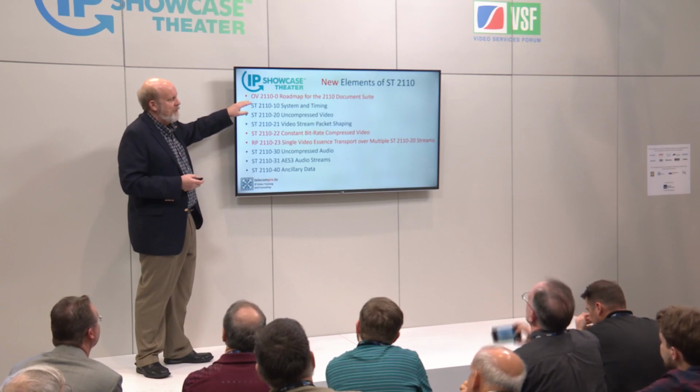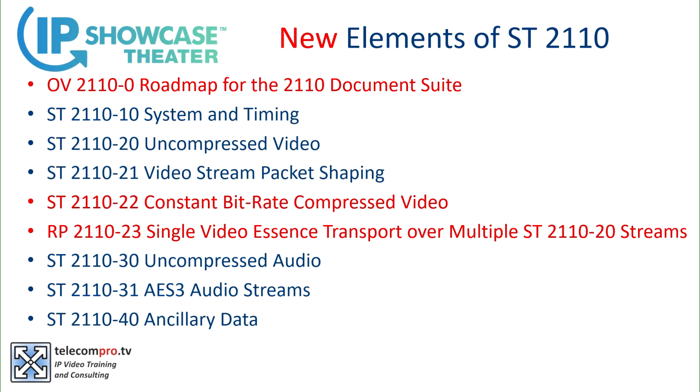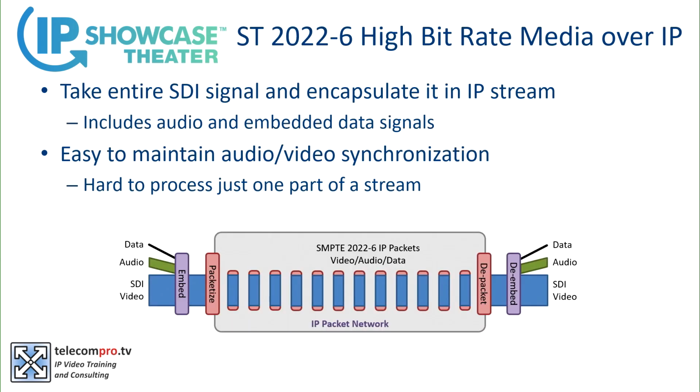The new elements that are coming out, the first one, actually this is a free document, should be posted any day now, is a roadmap that explains how these different parts of the standard work together. And there we have our constant bitrate compressed video in 2110, and our single video essence transport over multiple ST 2110-20 streams. So, just rolls off the tongue, doesn't it, right? Anyhow, so let's take a look at why 2110 is so important.